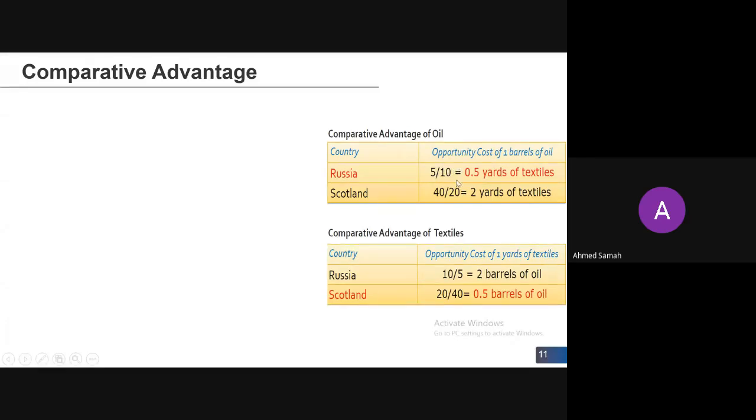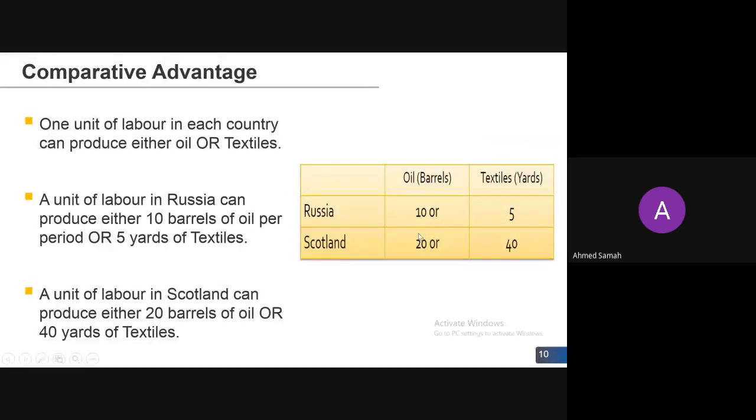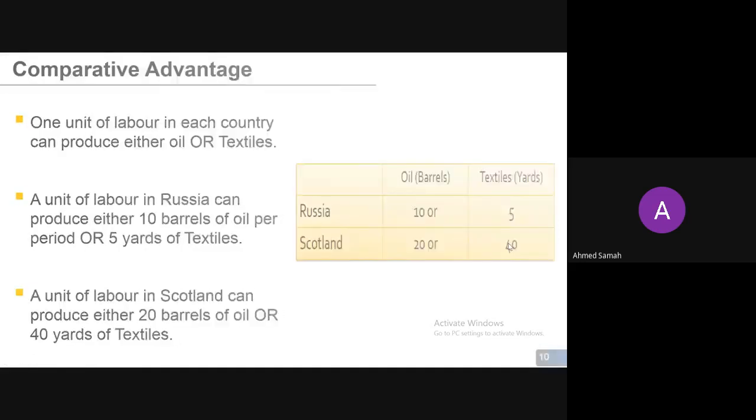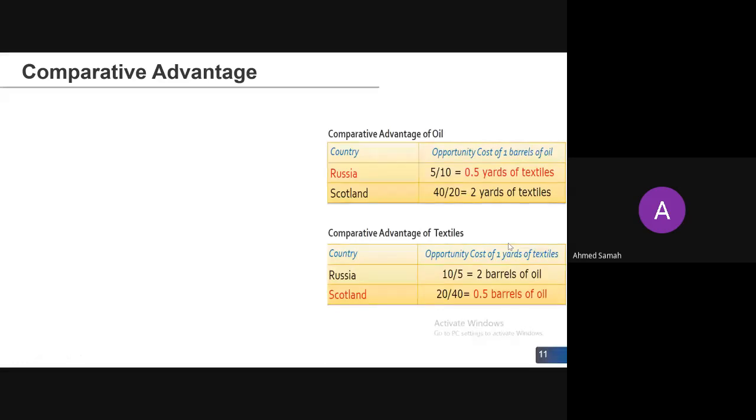So here what we see is that the opportunity cost per one barrel in Russia is lower than that for Scotland. If we look at it, Scotland can actually produce both the goods. They have absolute advantage in both the goods. But if we consider the opportunity cost of letting go, Russia actually has to let go of only 0.5 yards of textiles in order to produce 1 barrel of oil, while Scotland has to let go of 2 yards of textiles to produce 1 barrel of oil.